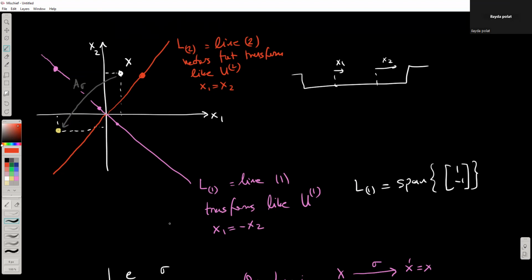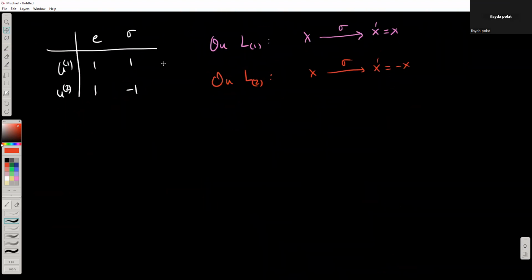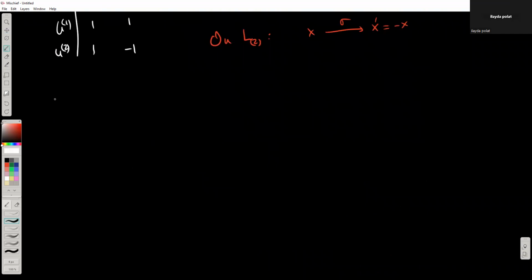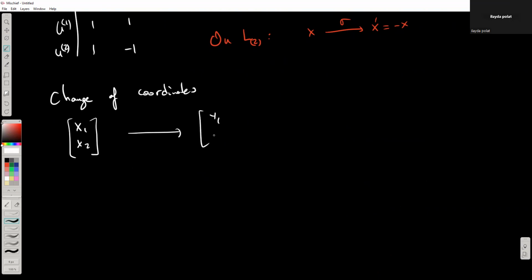In any case, what's the use of these two invariant subspaces? We can actually make a change of coordinates, right? From x1, x2, we would like to change to different coordinates. I'm going to call these y1 and y2. These are the normal mode coordinates.